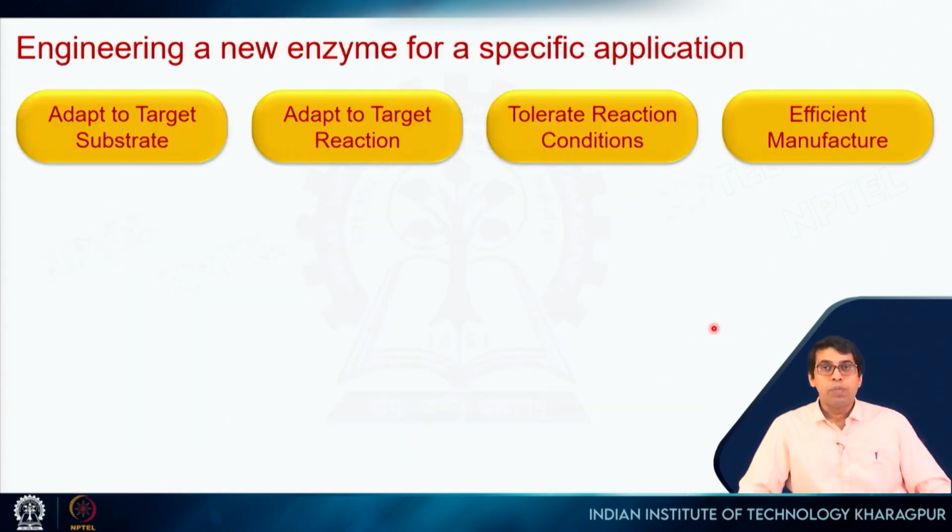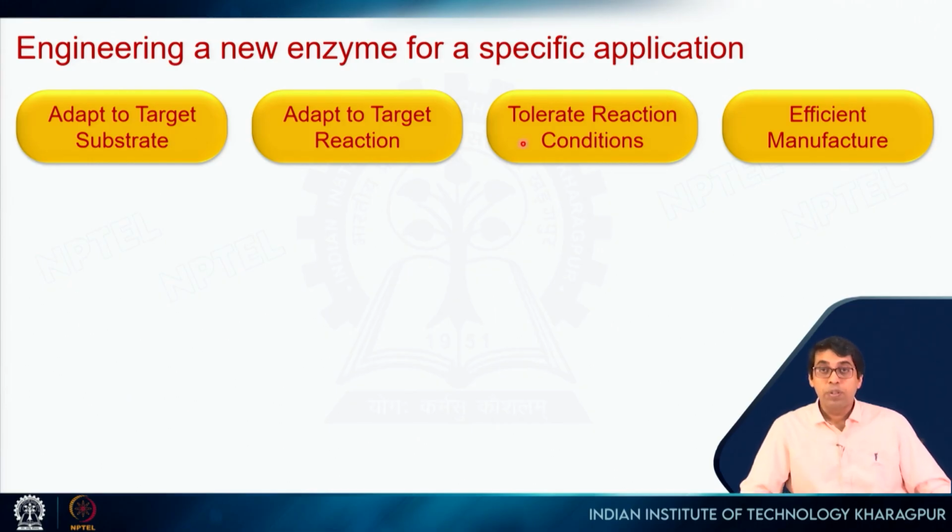Right. So this is another way of looking at it. Enzyme engineering can have a specific application in mind, and that application can be broadly categorized into these 4 different types. The first one is where you want to adapt your enzyme to a specific target or substrate, or you want to adapt your enzyme to a specific reaction, that it should catalyze this reaction. However, it should be promiscuous to certain types of substrates, right?